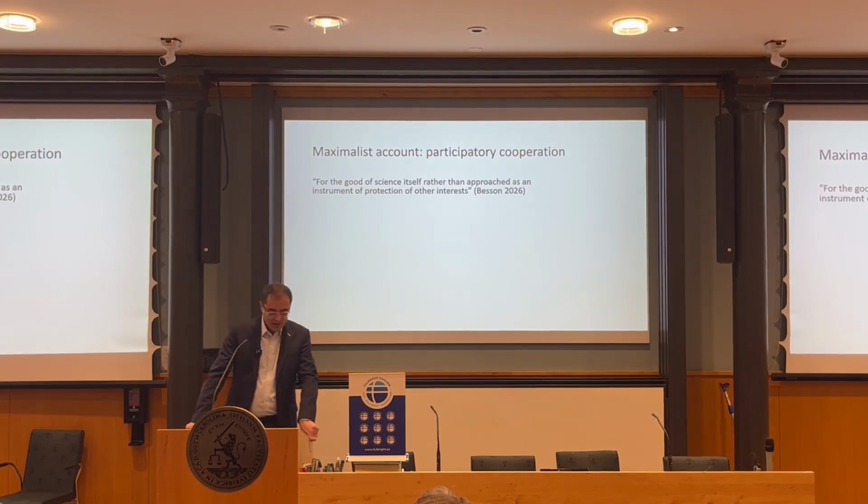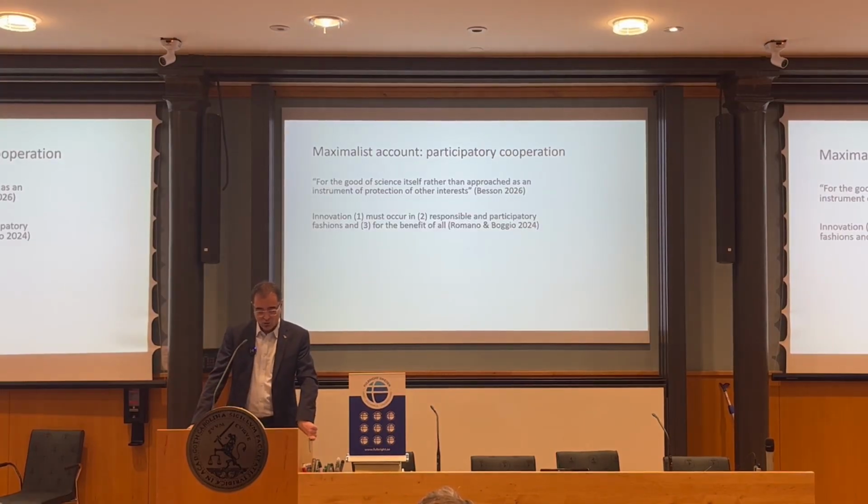So a couple more slides. One is, Samantha Besson writes, we need to participate for the good of science itself rather than approach it as an instrument of protection of other interests. So cooperation is for the good of science, not to achieve other interests.